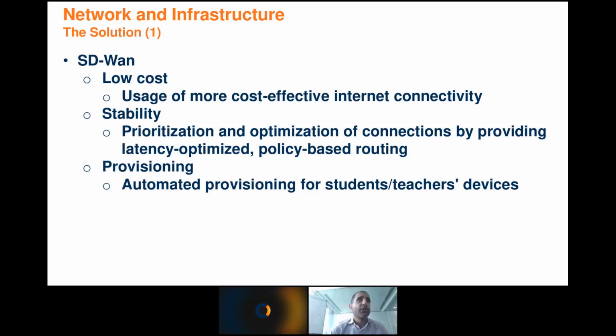Okay, so the solution for all these challenges comes under the umbrella of SD-WAN. For cost, SD-WAN allows us to cut costs by removing the reliance on classical expensive MPLS or leased lines, and use less costly solutions for the network like 4G and broadband connectivity, while maintaining security and stability. For stability, using SD-WAN solutions, we can prioritize and optimize connections by defining routes and policies to enable stability and security. For provisioning, in SD-WAN solutions we have centralized orchestration of devices, so we are able to push and implement configuration across lots of devices much more easily than with the classical approach.